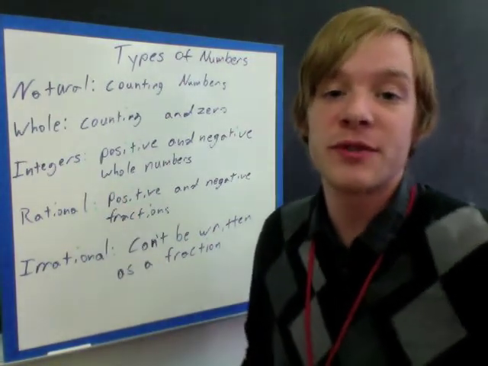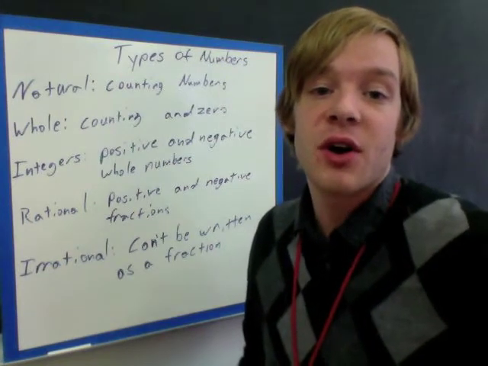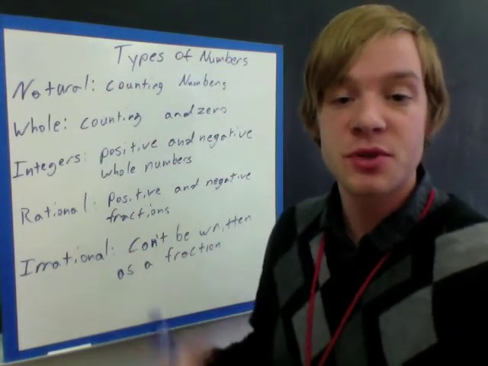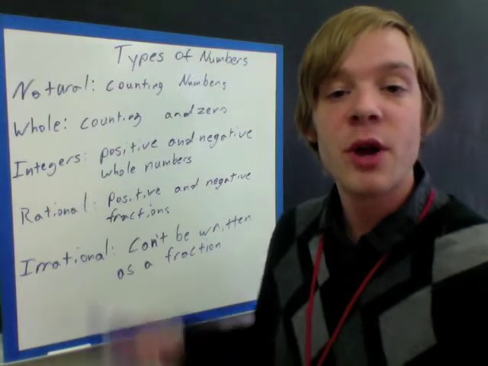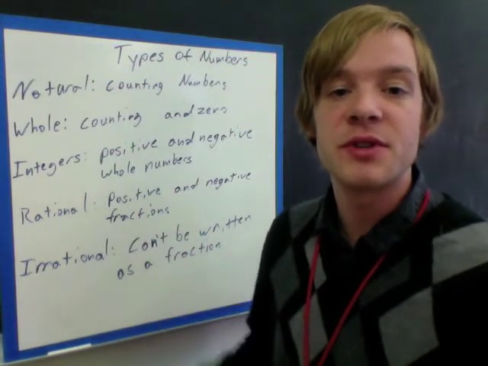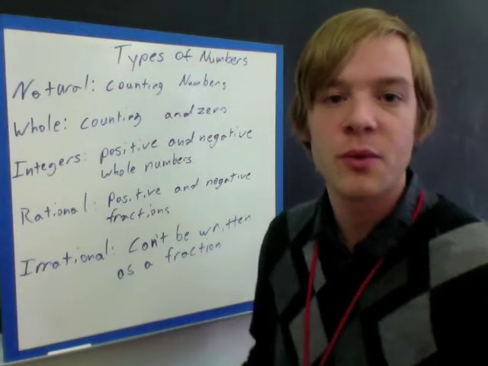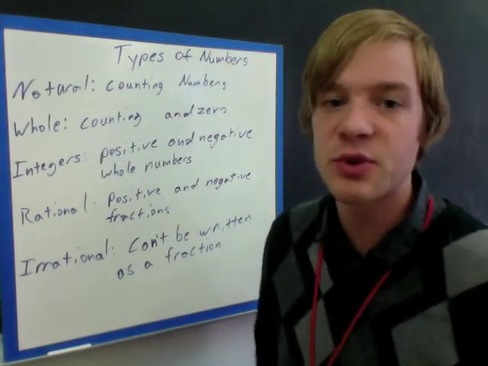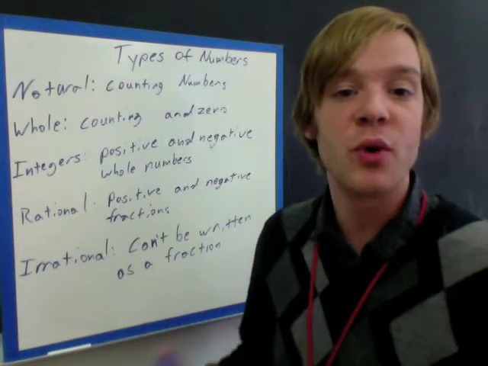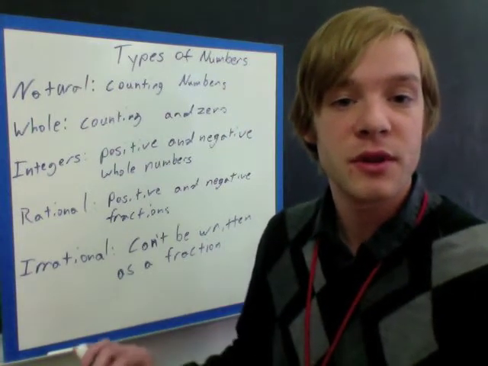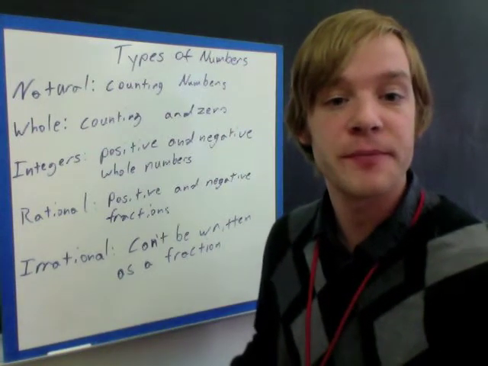We have a formal definition for whole numbers. These are counting numbers, so the 1, 2, 3, 4, 5 that we had before, but also 0. So this is 0, 1, 2, 3, so on and so forth. Once again, no fractions, no decimals, no negative numbers. We are only dealing with the counting numbers and also 0.